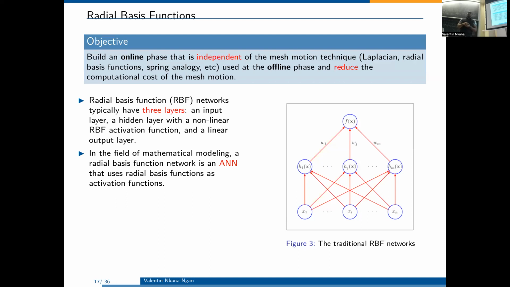So to do that, we use a combination of POD and radial basis function. A radial basis function is a kind of artificial neural network with 3 layers. And as you can see in this picture, it's a simple network which allows you to interpolate efficiently a given problem that you have.